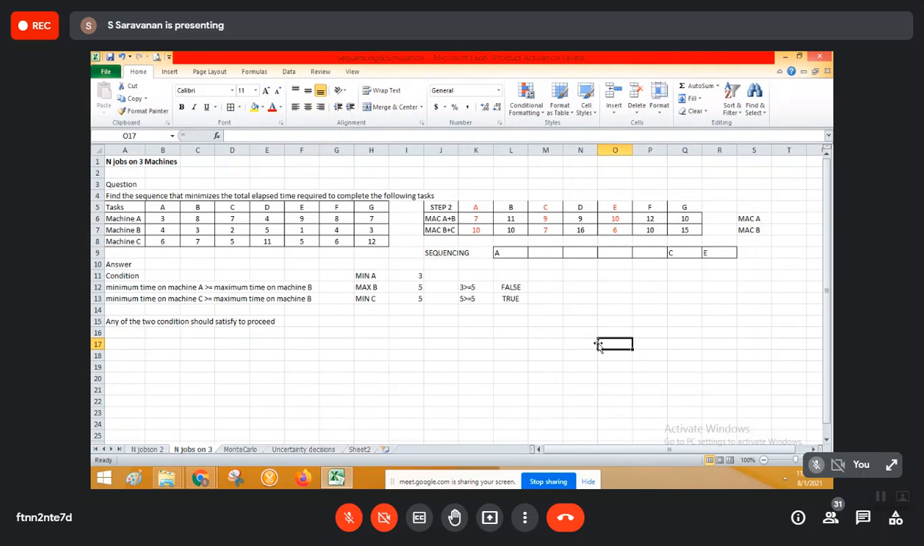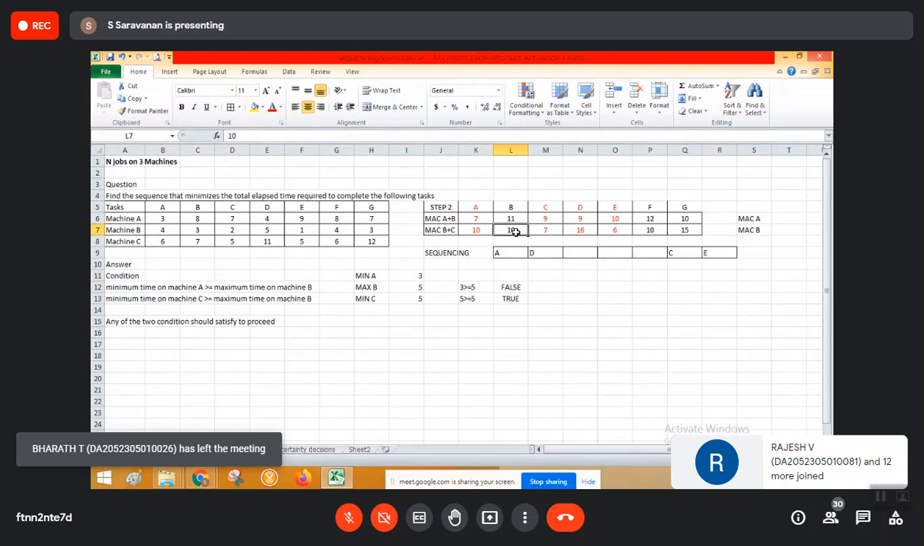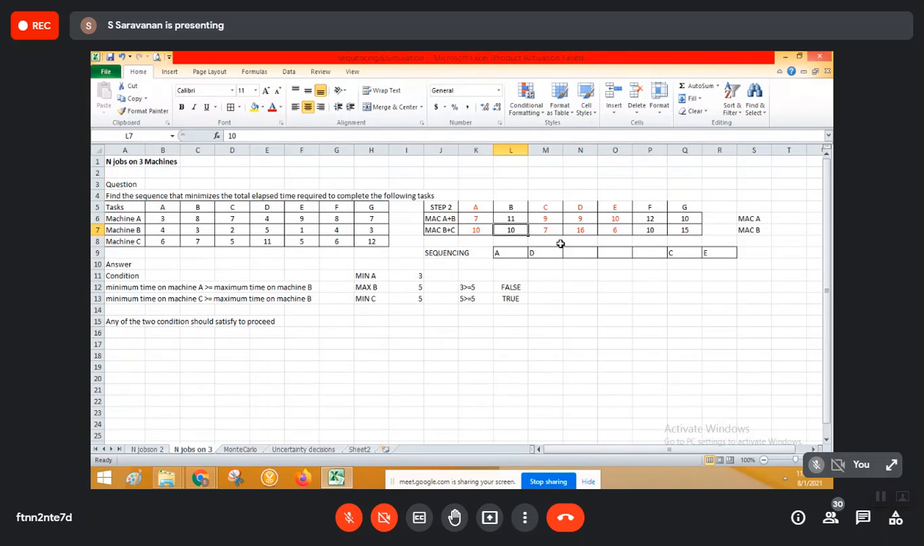So now, which is the least? 11, 9, 12, 10. I think this is the least. So this corresponds to machine A, that is A plus B. So now the D should be here because it corresponds to the first machine activity. So D is completed. Now only B and F are left, right? So see here, B and F are left. Where is G? G is here.